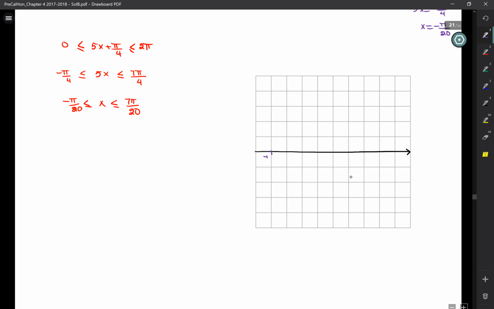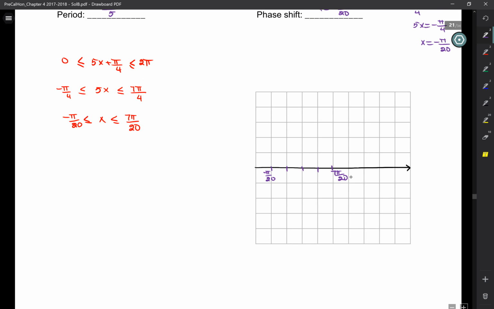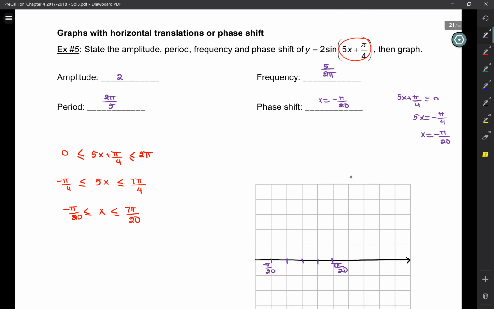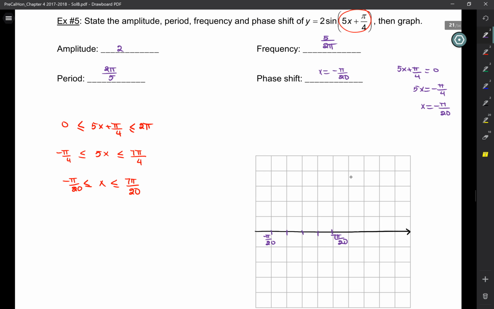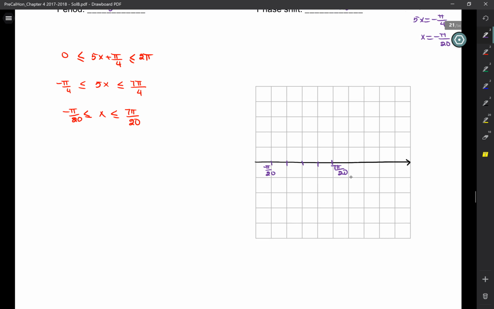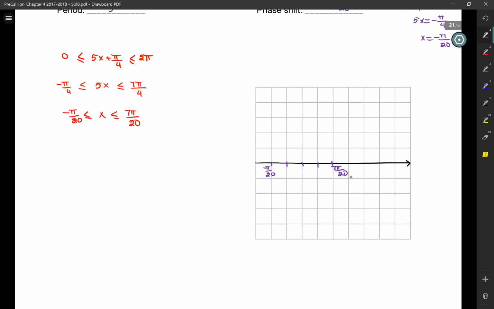So look, here's what we're going to do. We're going to put the first one, negative pi over 20, and put the other one, 7 pi over 20. Now, how much is the distance from negative pi over 20 to 7 pi over 20? 8 pi over 20, which is 2 pi over 5, which is what the period is. Okay? Now here's where there is a little bit of tedious math, but we can go through this, okay?